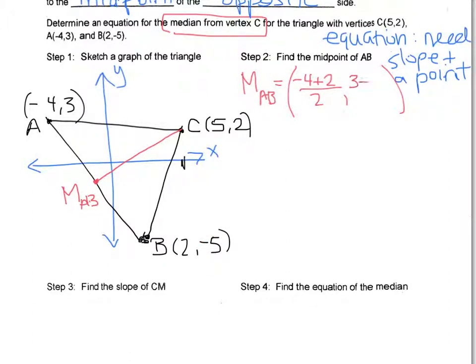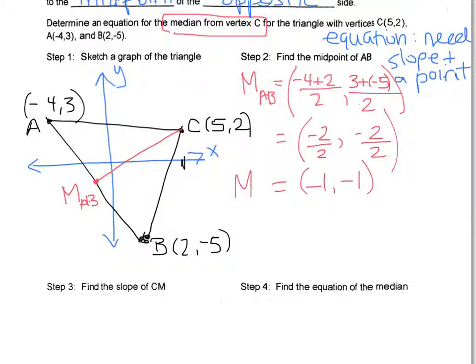So 3 plus, notice I put the negative number in brackets to split up the double signs. So I add them together and divide by 2 to figure out the average. So now -4 plus 2 is -2. 3 minus the 5 is -2 as well. And -2 divided by 2 is -1. So my midpoint of AB is (-1, -1).